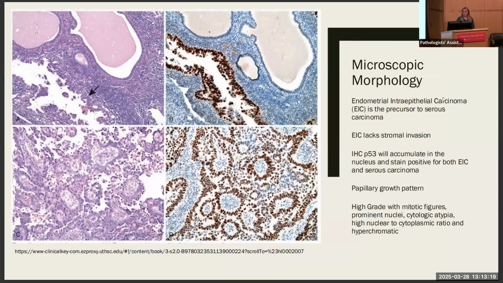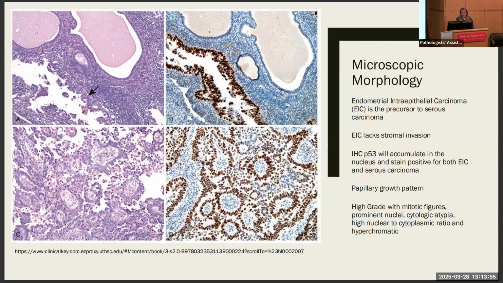So our microscopic morphology: endometrial intraepithelial carcinoma is the precursor to serous carcinoma, although EIC lacks stromal invasion. This is an IHC for P53, and it demonstrates how it accumulates in the nucleus, and we can do an IHC to be indicative of serous carcinoma versus maybe an endometrioid kind. So EIC and serous carcinoma will be positive for this P53 stain.